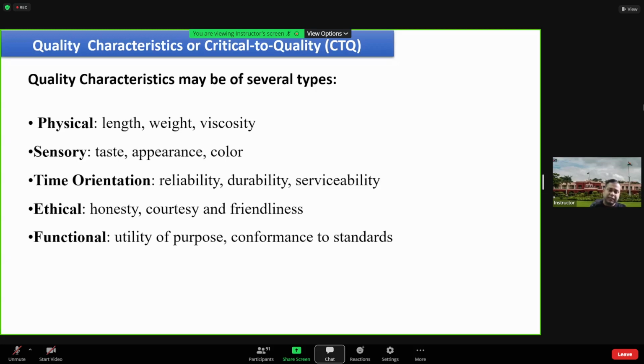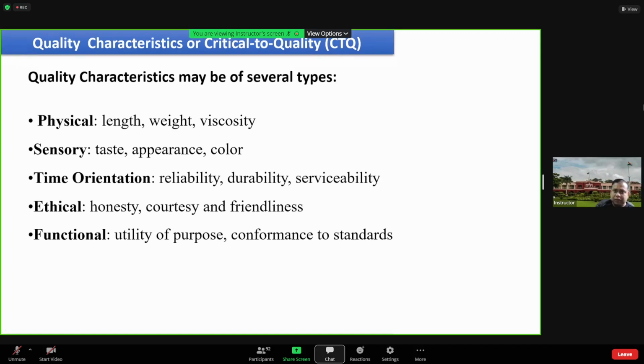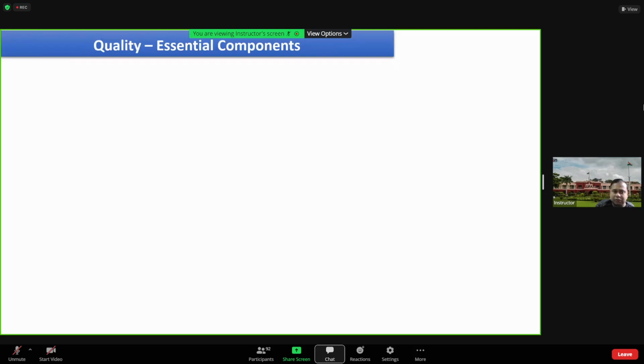So these things we need to identify carefully when we are talking about any quality improvement or any improvement project. We need to have an understanding of what the important dimensions are, how we are going to measure quality, and what the critical things are that are impacting the quality of our product or services.